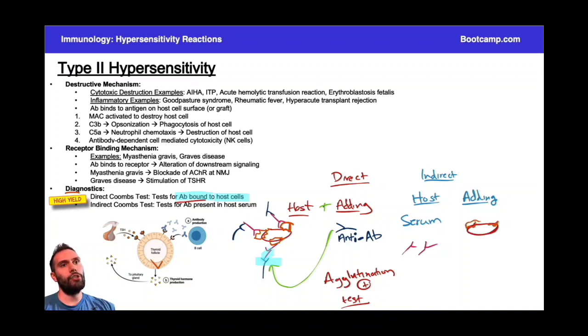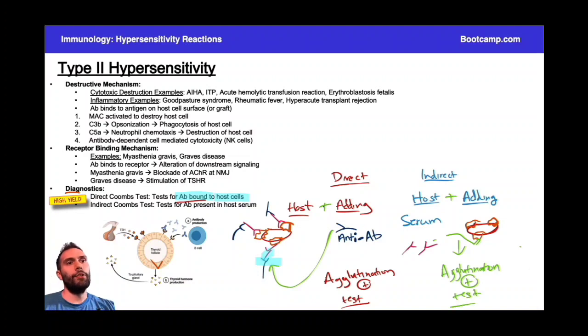Okay, so here's my red blood cell with the antigen. And again, it's not the host's red blood cell. We're adding some external red blood cell to the host's serum. And what happens if I put these together, right? If I put these together, these antibodies are going to bind to these antigens. And what would I expect? I would expect agglutination, right? If there were antibodies in my host serum, which again would be a positive test.